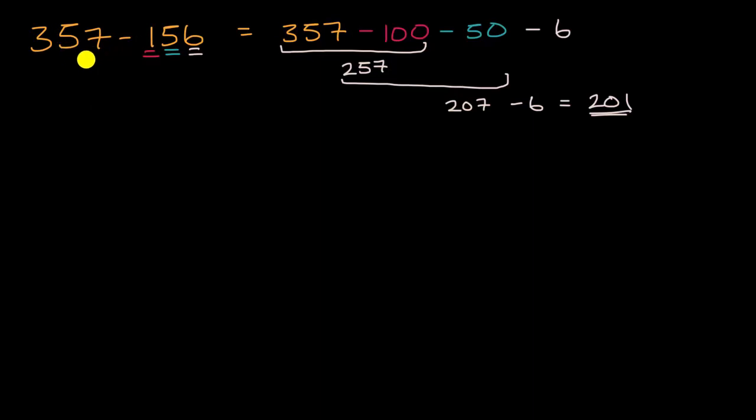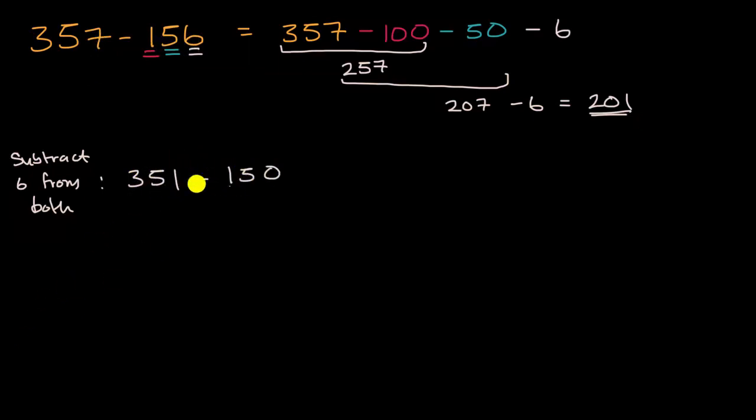So there is a situation where you subtract 6 from both of these numbers before you try to find the difference. Let me write this out. So let's say you wanted to subtract 6 from both. What would this be? Well, 357 minus 6: we're just going to take 6 ones away from the 7 ones here. So it's going to be 351 minus 156 minus 6, which just gets us to 150.